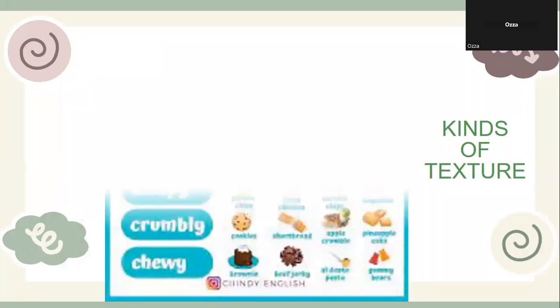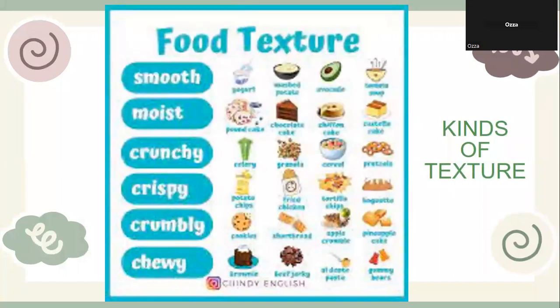Okay, next, after we know about the kinds of taste, we will learn about the kinds of textures of food and drink. I'm sorry the picture doesn't have high quality, but that's okay. We can still read it. First is smooth. Smooth is lembut in Indonesian, and then there are yogurt and avocado. I can only read two kinds of food, but that's okay. We can look at another example later.